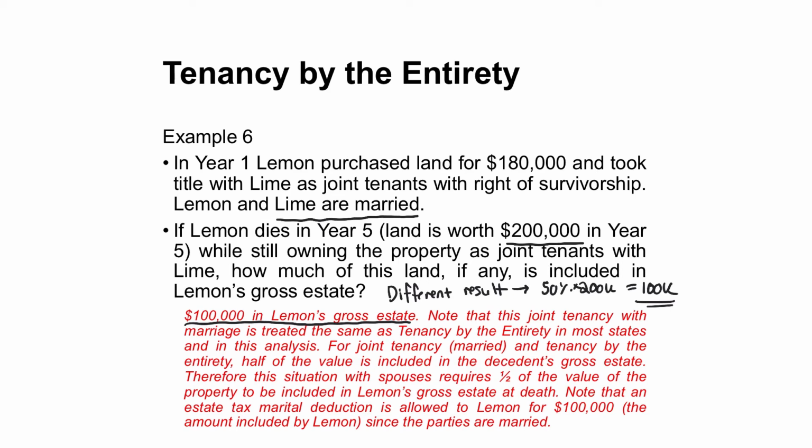Now, just like the gift tax, the estate tax also allows a marital deduction. And that marital deduction is going to be $100,000, the amount that's transferred. So we'd have $100,000 in gross estate minus a marital deduction of $100,000. That brings it down to zero, so it would net out to zero.